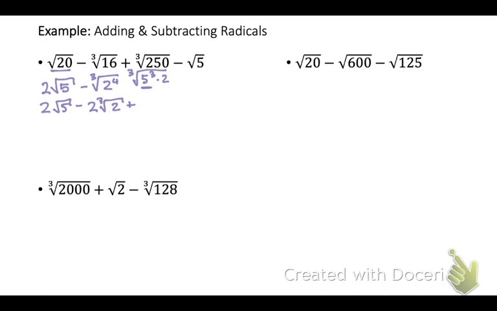The 2 is to the first, so I can't bring it out. I need 3. So I can bring out a 5, and I'm left with the cube root of 2. And then minus the square root of 5.